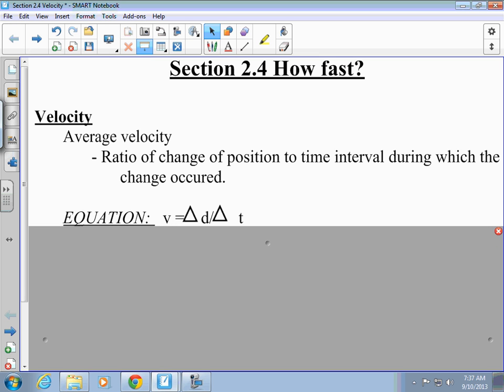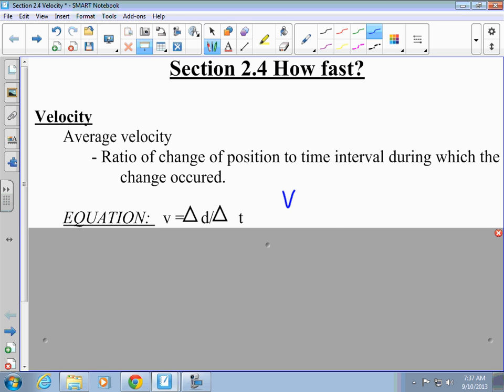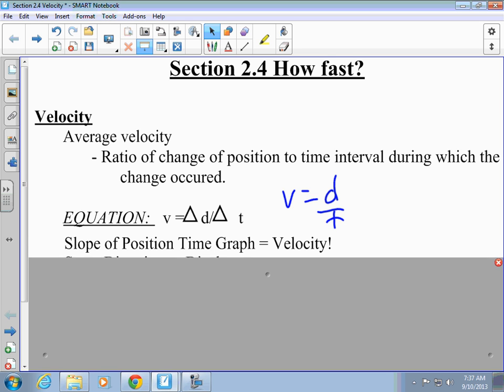So the equation for velocity is equal to distance divided by time. So what would the units for velocity be? Distance is in meters, time is in seconds. So it would be meters per second. And a lot of times in ninth grade, I know you just learned this as velocity is equal to distance divided by time, and that's fair enough, but you want to make sure you have the change there. We've already talked about in 2.3 that the slope of a PT graph is velocity.